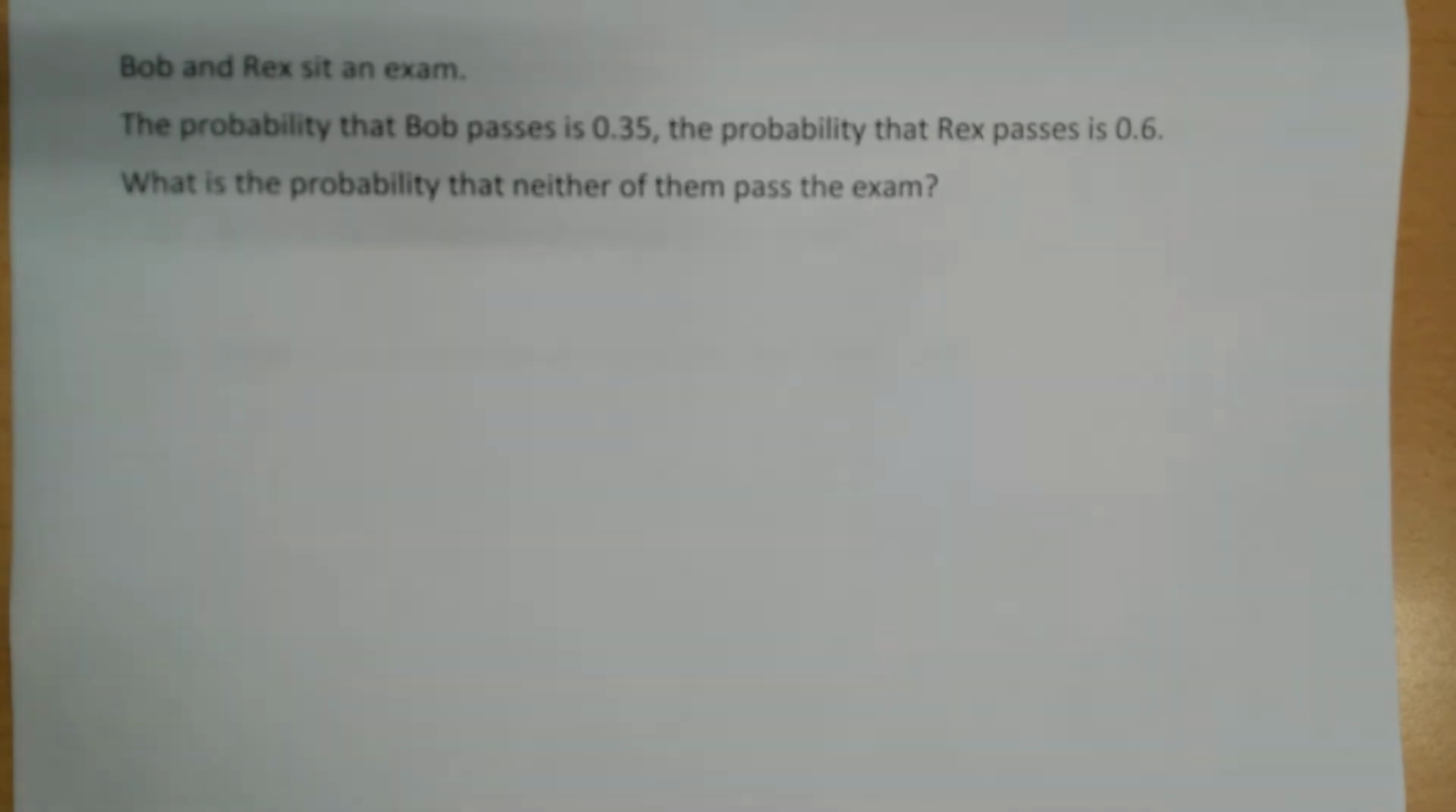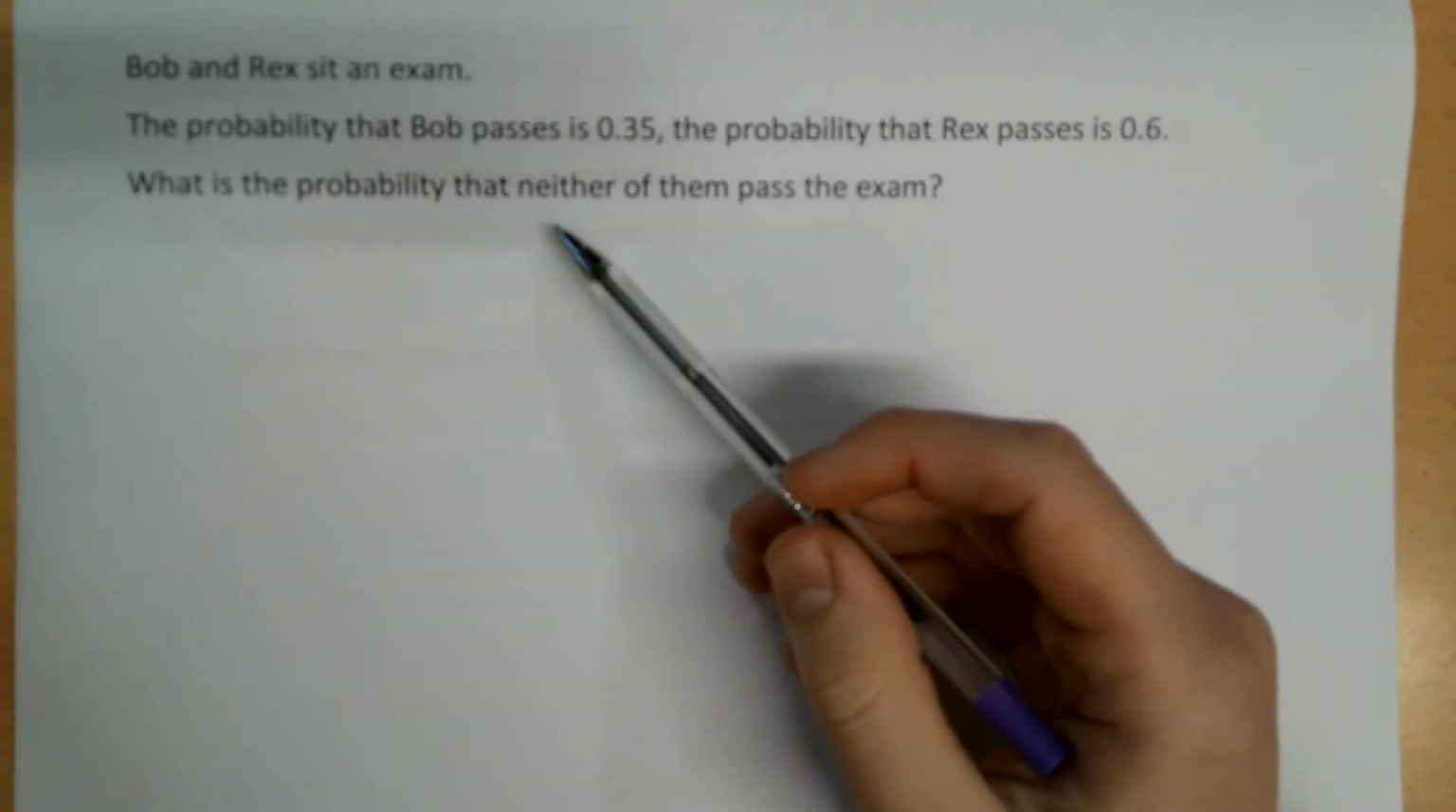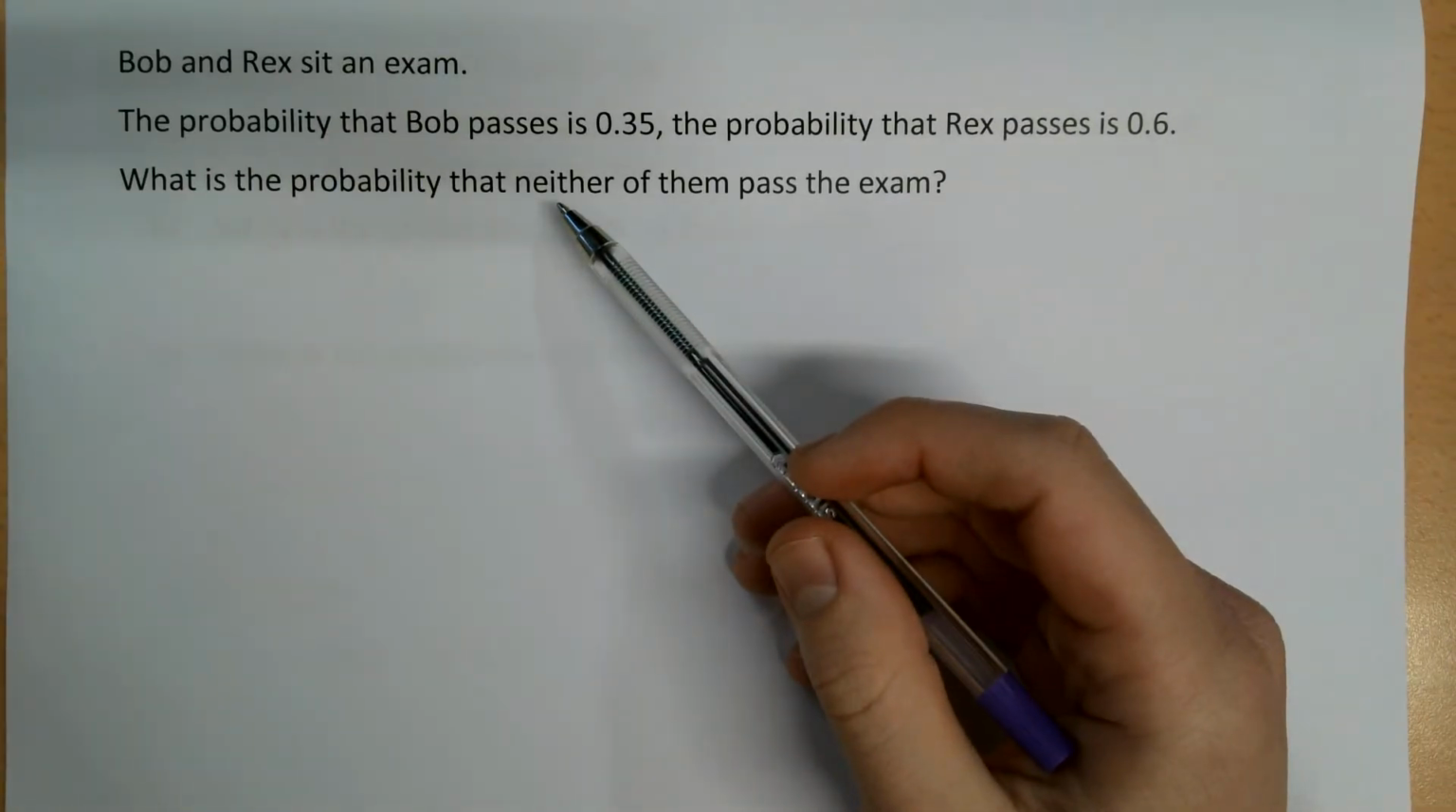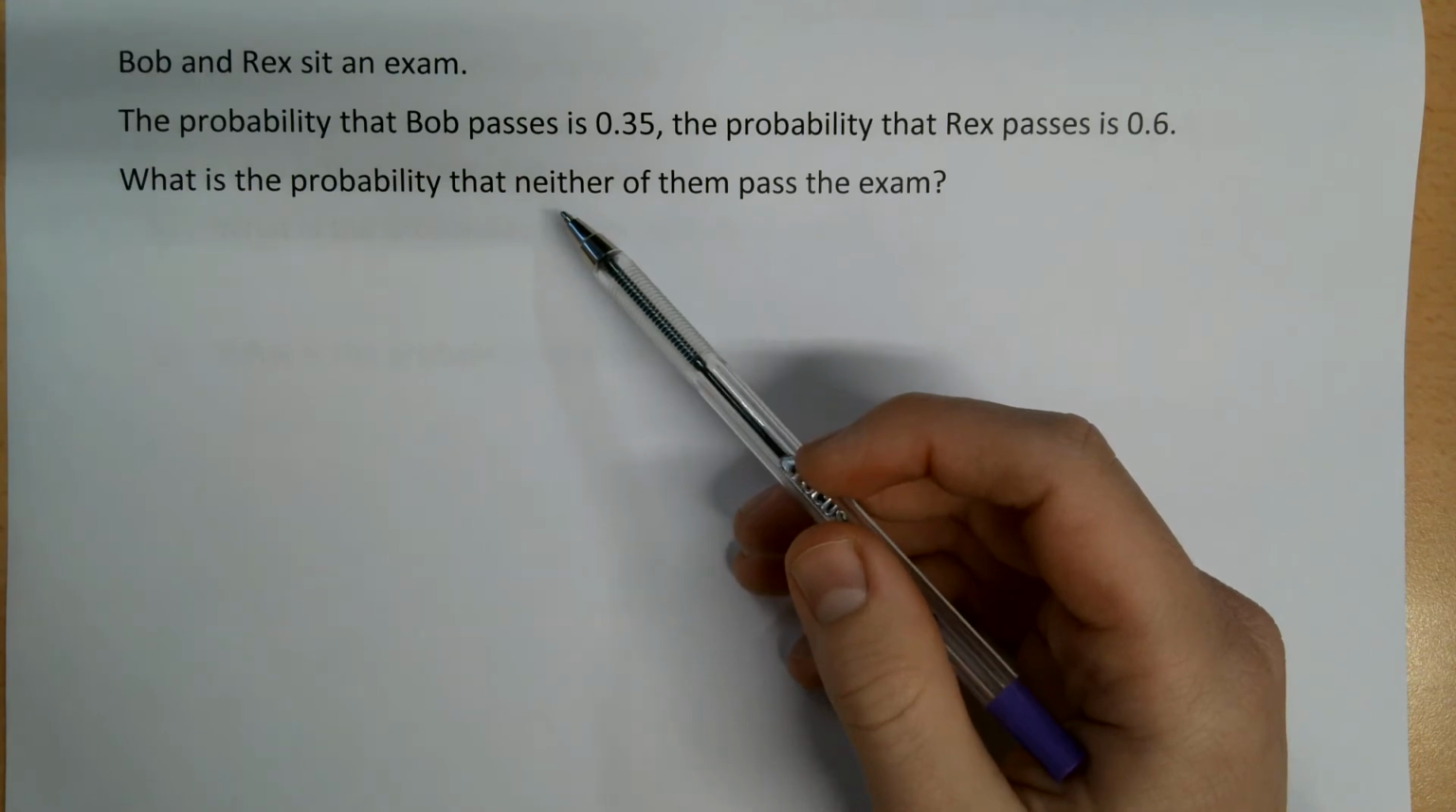Bob and Rex sit an exam. The probability that Bob passes is 0.35. The probability that Rex passes is 0.6. What is the probability that neither pass the exam?